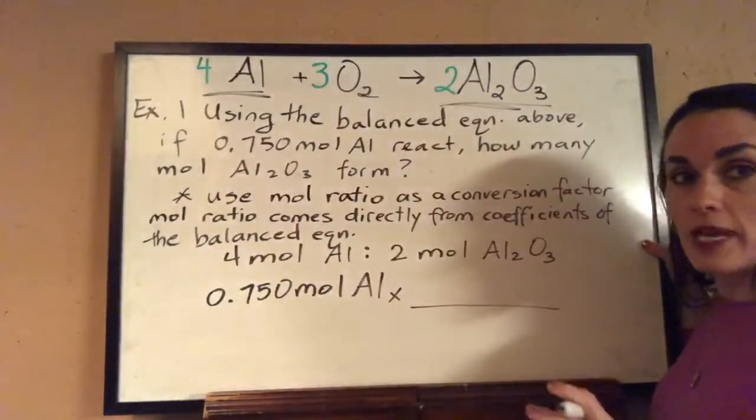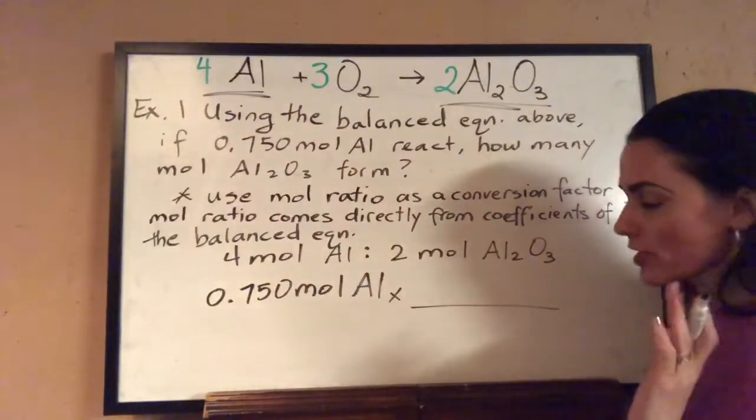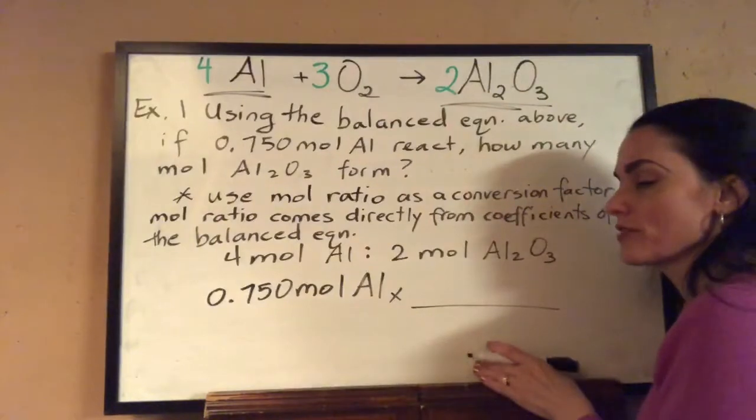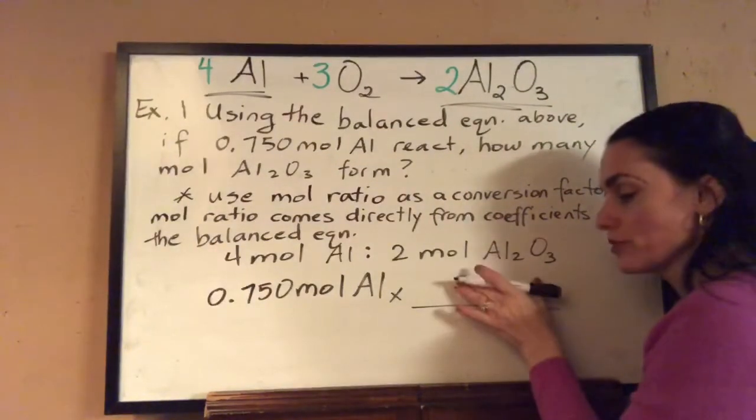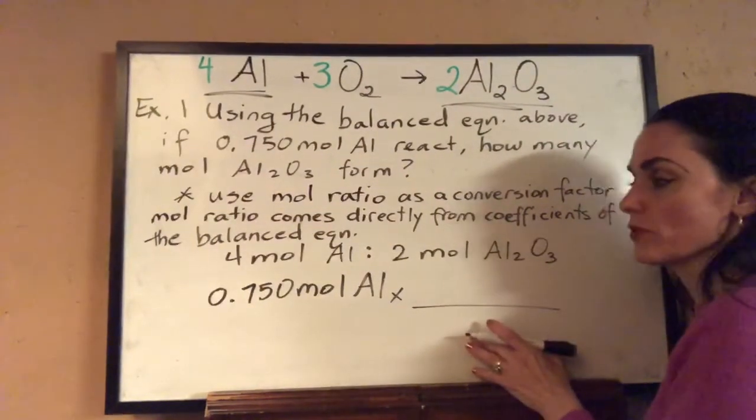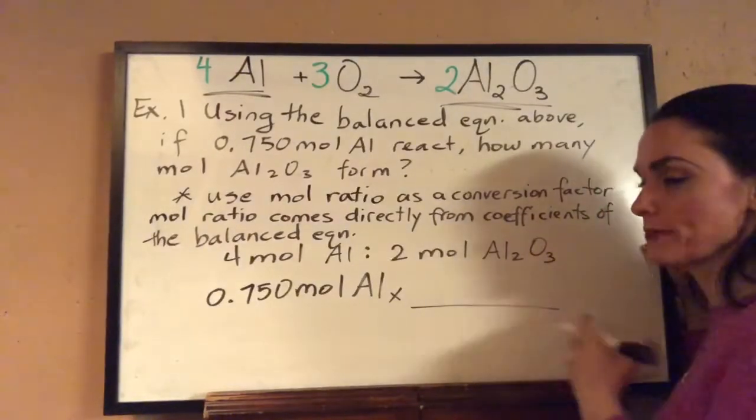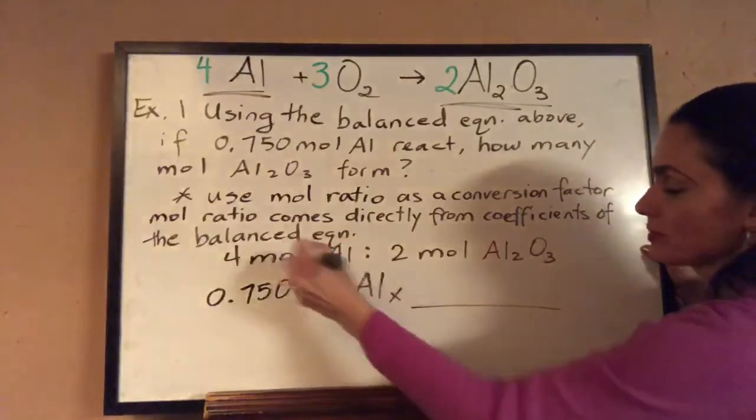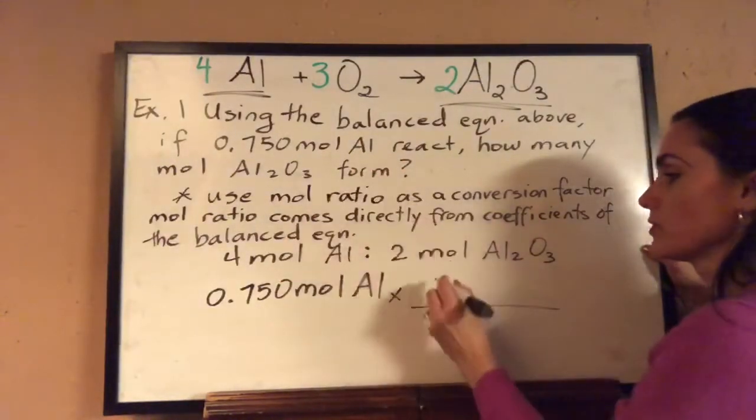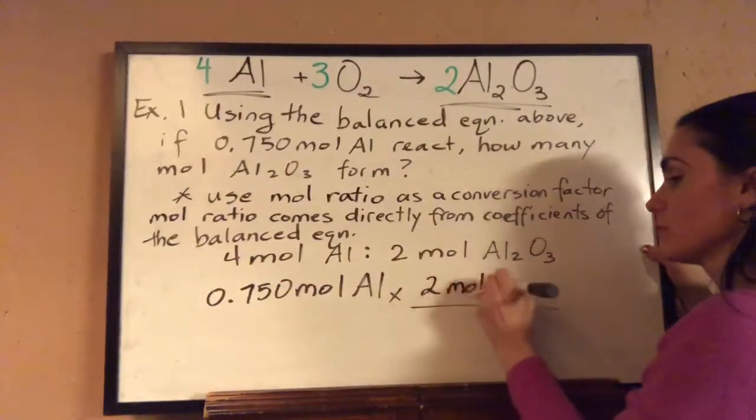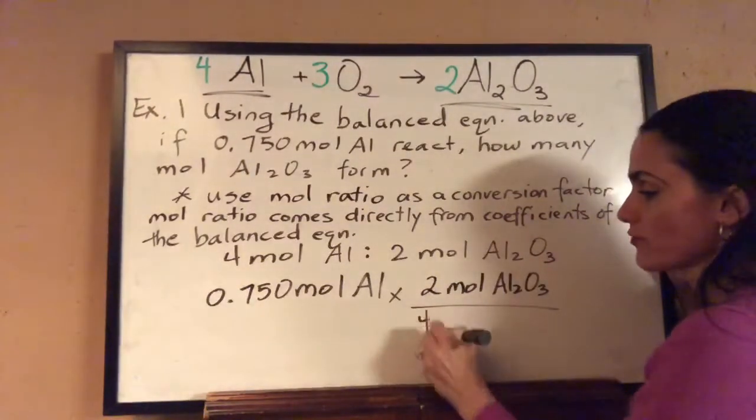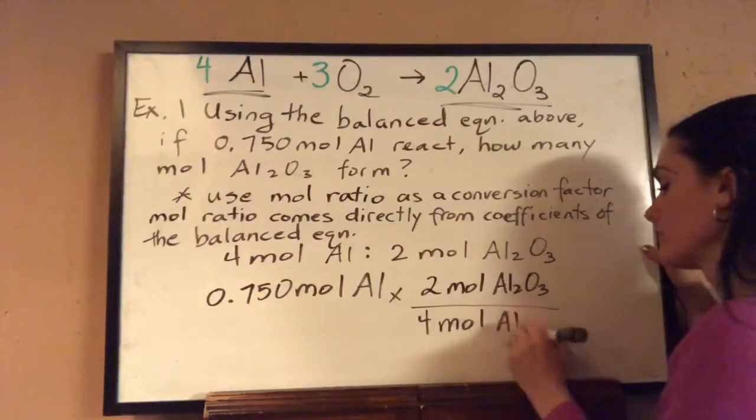So it's the same setup for any conversion factor, just like we learned in chapter 2. You have your given amount, and then you set your conversion factor up so that you have the desired unit on the top and the given unit on the bottom. Okay, and that comes from the equality that is relating the 2 units. So in this case, we want to convert into moles of aluminum oxide. So the mole ratio would have 2 moles of aluminum oxide over 4 moles of aluminum.